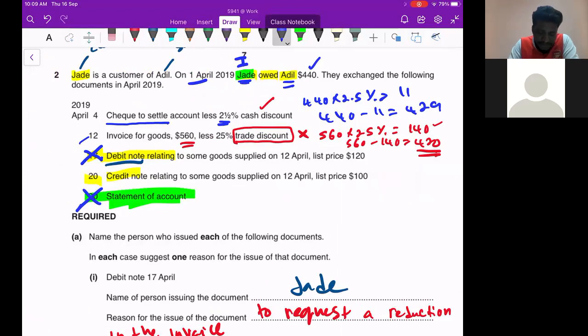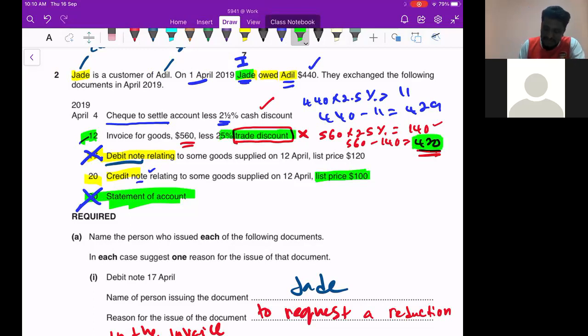Okay, a credit note relating to the sum. Credit note you must record. It is a return relating to the goods supplied on the 12th April. List price is 100. They say list price. List price means the price before minus the trade discount. I repeat again, what is the meaning of list price? The original price before they minus the trade discount. So whenever you record in the book, you record after the trade discount.